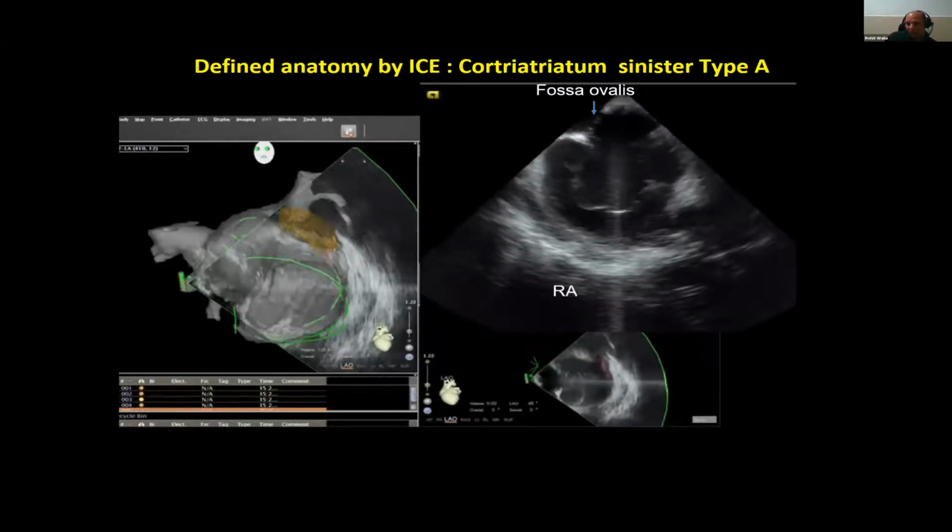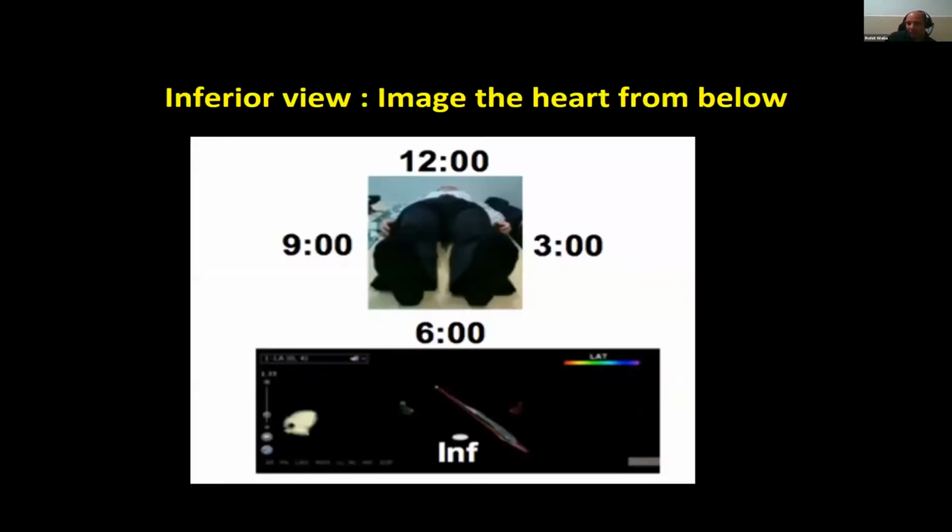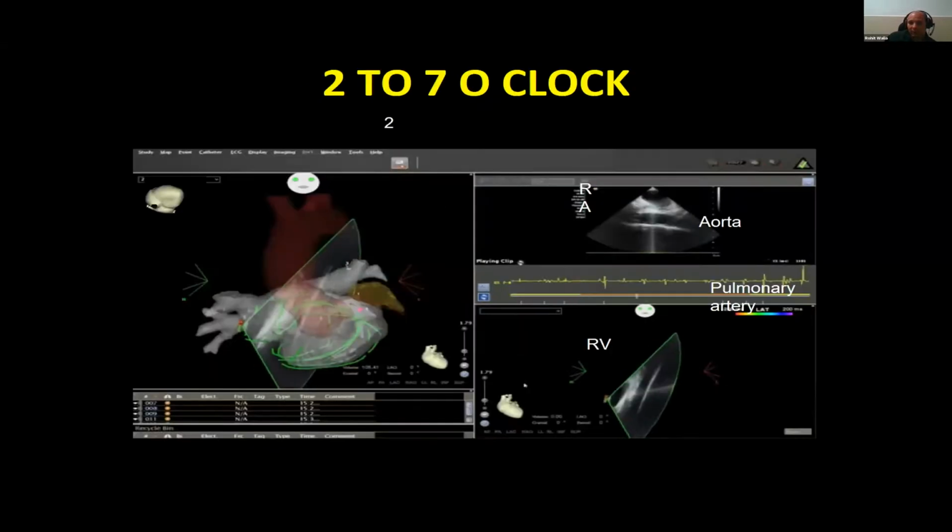You can see this is the fossa ovalis, left atrium. This is a membrane. This is the left atrial appendage, and these are the pulmonary veins. So gradually, when you go to the right atrium, you have to rotate this probe so that you see the various structures, and we use it to do a transseptal puncture above the membrane, because if we do a transseptal puncture below the membrane, then the catheter will be stuck and we will be in problem.